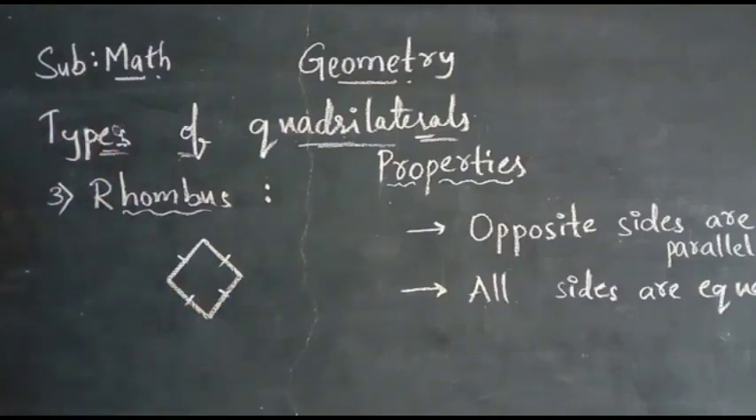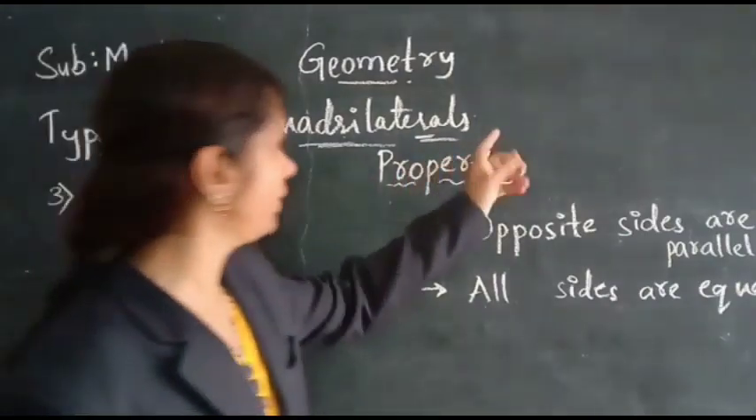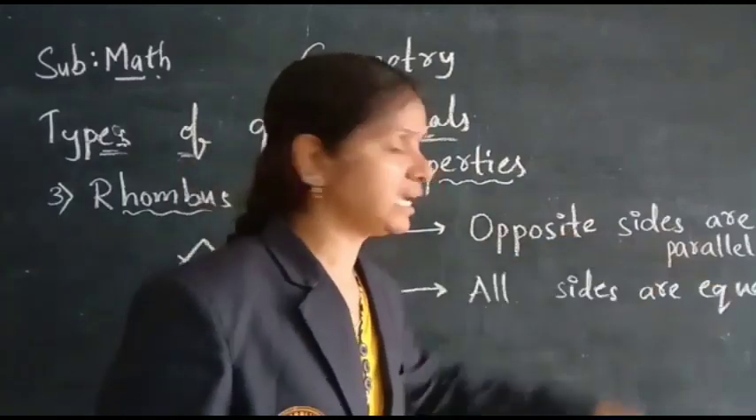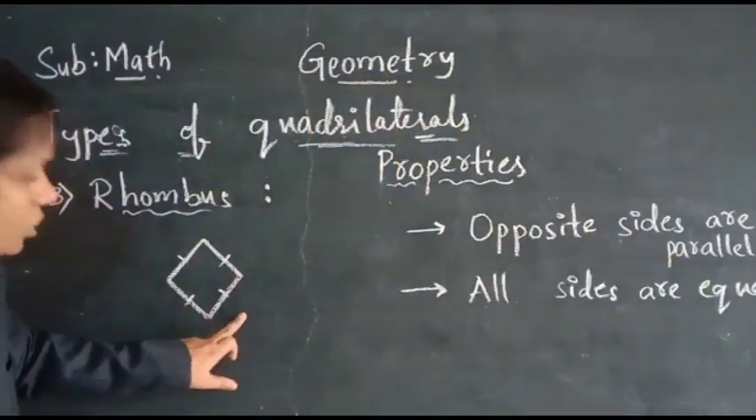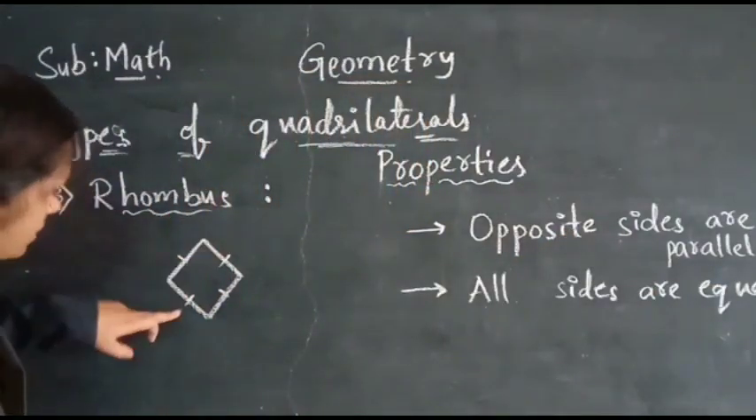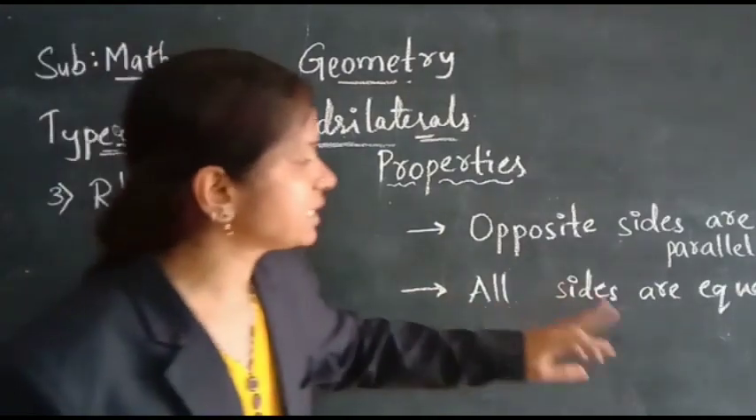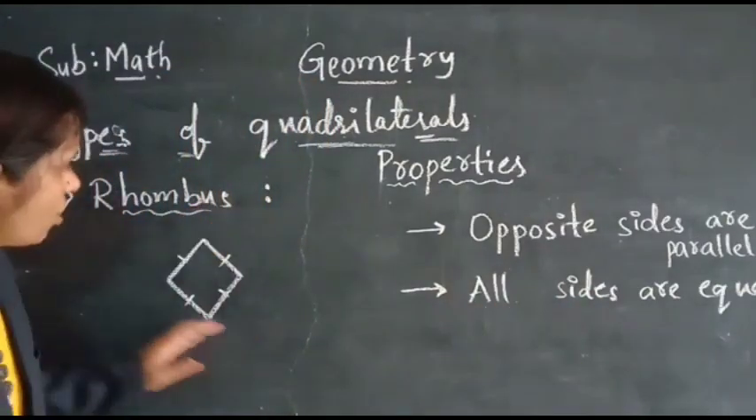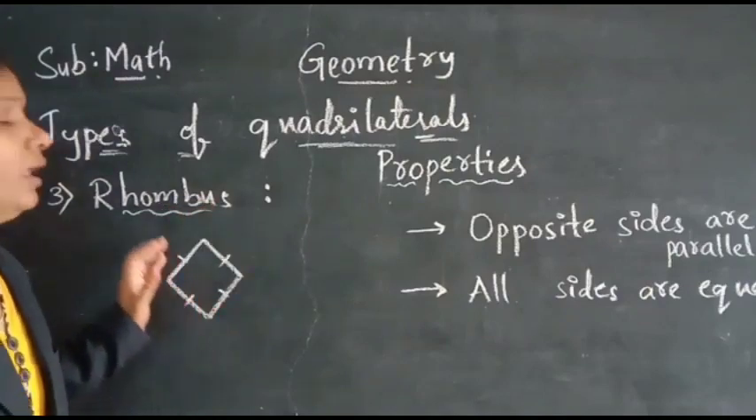So it's a rhombus. Again I am repeating its properties. Opposite sides are parallel, which means these two should be parallel, and these two line segments should be parallel, and all sides are equal. Whatever line segments you take, their lengths should be equal.